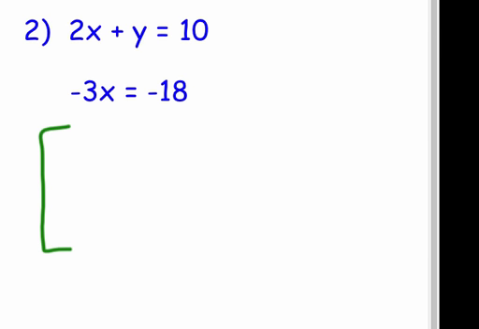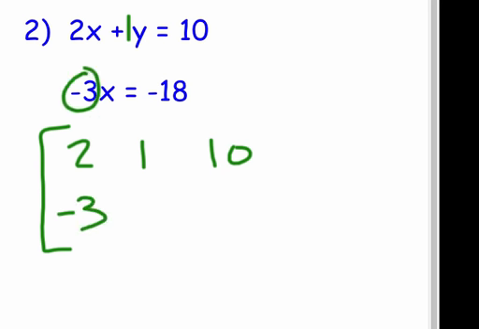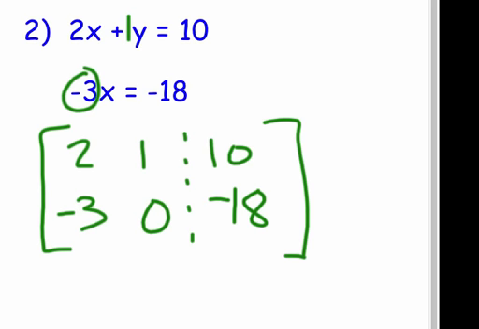Same thing with number 2. Put my left bracket. X always comes first, so I got 2, the coefficient on x. Coefficient on y, it's an imaginary 1, so 1, and the answer of 10. Well, the x always comes first, right? The coefficient on x, so negative 3 right here. Well, there is no y, so what do you think we're multiplying y by? A 0, that's why it's gone, and then negative 18. And we throw our dashed line in there for the equals and end our bracket.